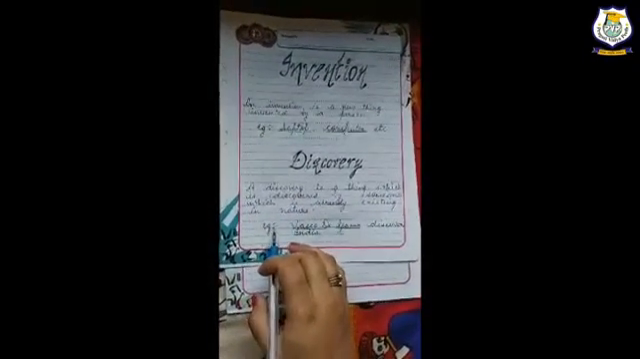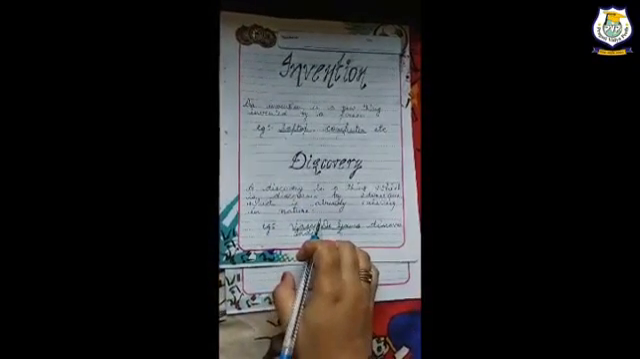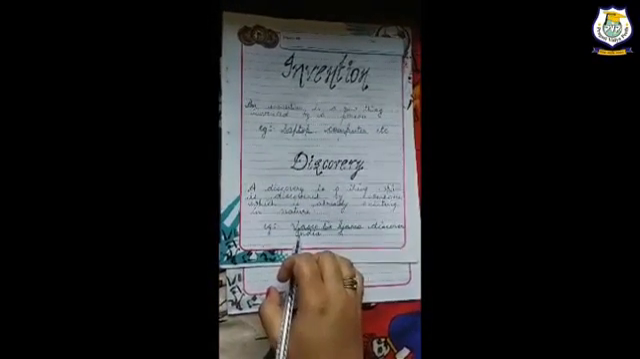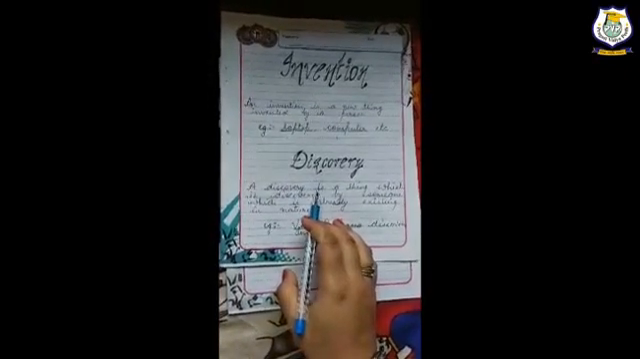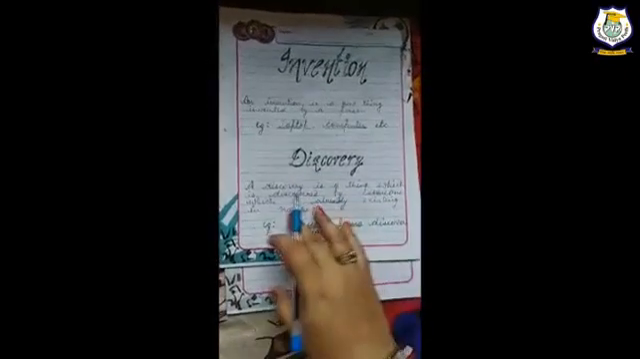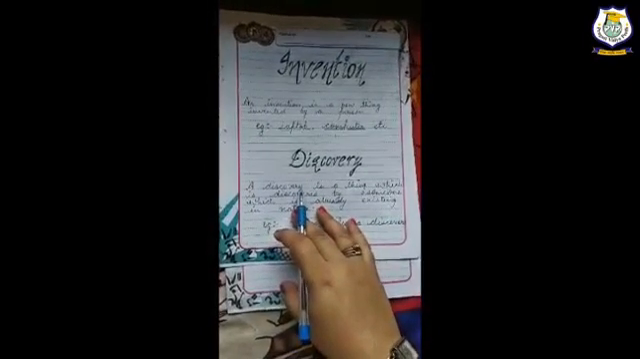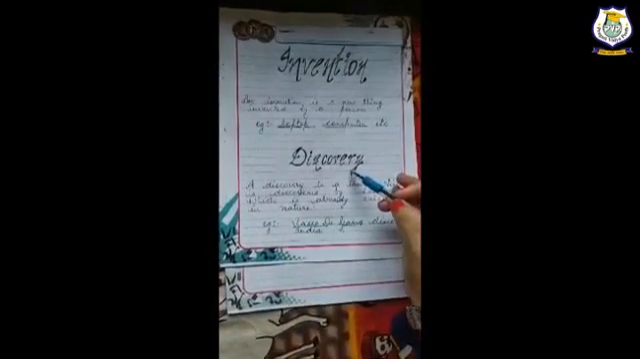For example, Vasco da Gama discovers India. Hence, it is not an invention, it is a discovery. I hope now you understood the difference between invention and discovery.